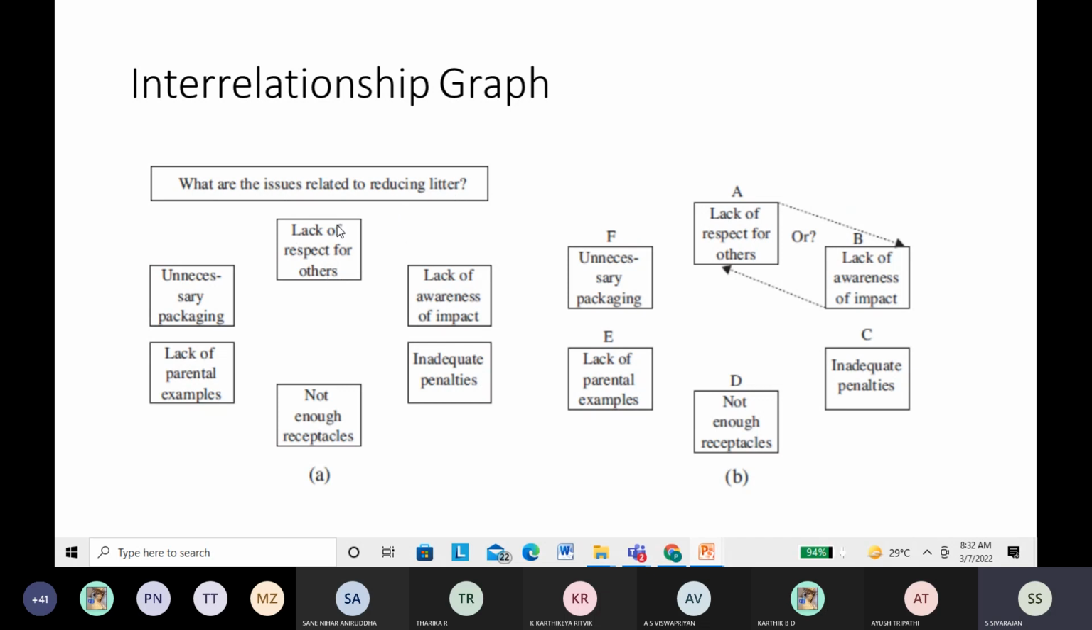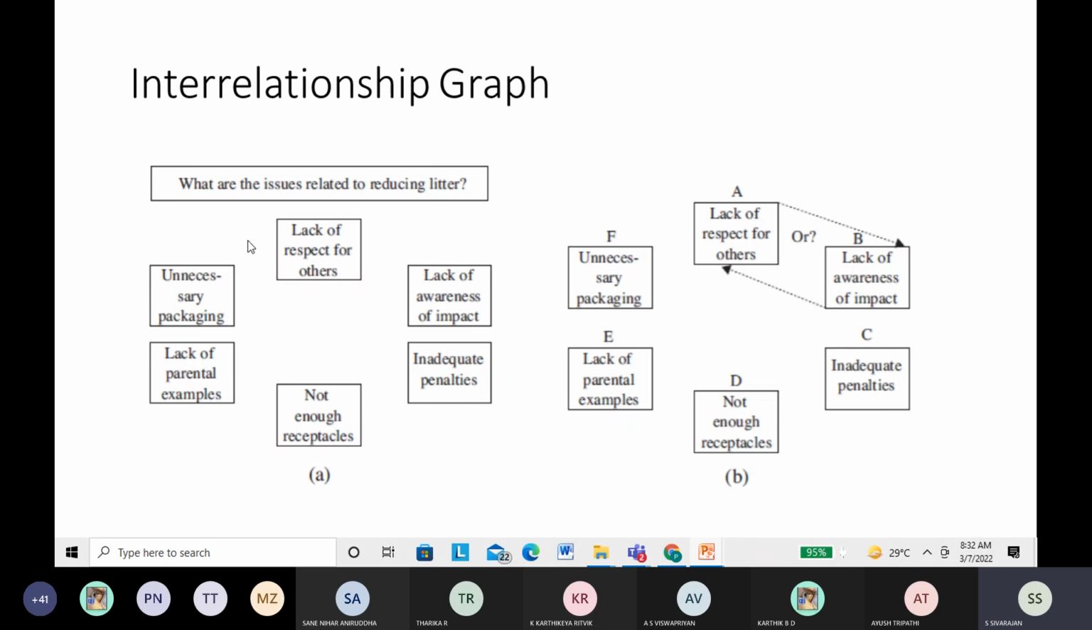And they have identified lack of respect for others, lack of awareness of impact, inadequate penalties, not enough receptacles, lack of parental examples, and unnecessary packages. So these are all creating litter. You know very well, they are all creating litter. We have taken some six ideas and you have put them in a circle.